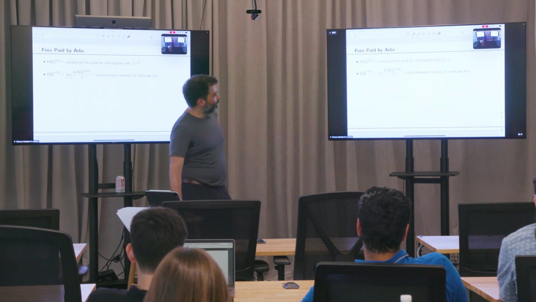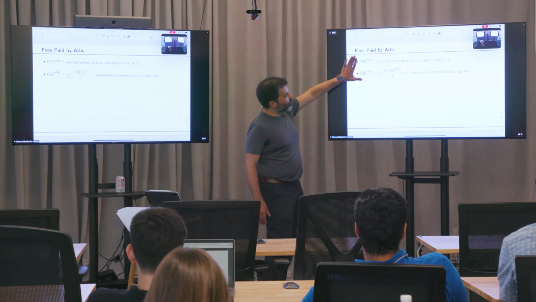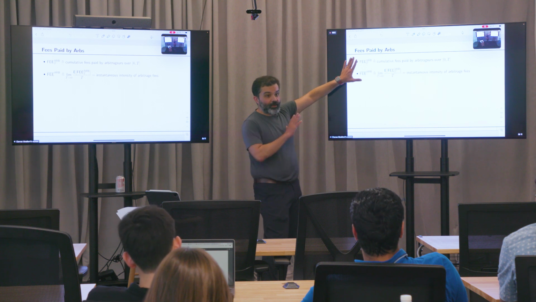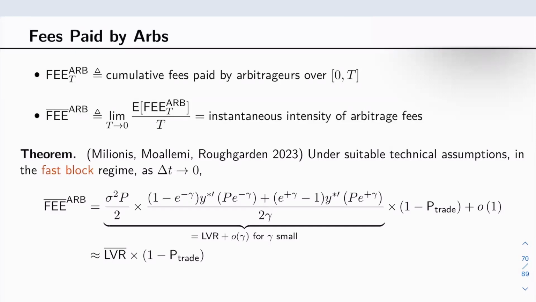Okay. So that's the next part. I can do the same analysis here. This is a little bit different than the fees I had before. The fees I had before were all fees. Here now I'm going to focus on the fees paid just by arbitrageurs. And again, that's going to be a jump process. So I'm going to do the same thing. I'm going to look at its intensity.